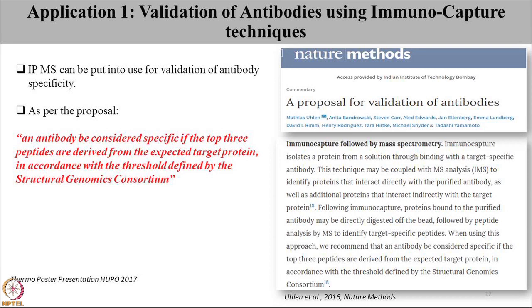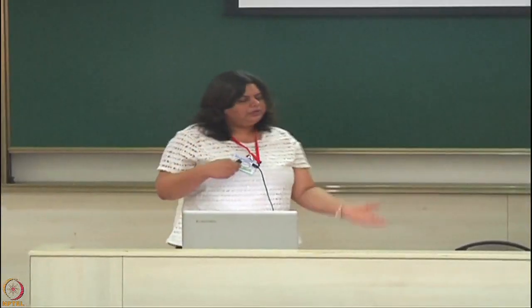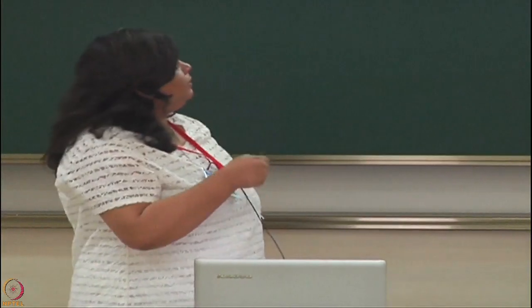So if you have three antibodies, say from vendor A, Abcam, CST, Sigma, you want to know which one works the best for your experiment. Before you use something very expensive, or if you have a sample which is very precious, you might want to check how specific your antibodies are. So you can do an immunocapture and just see whether the top three peptides coming up after mass spectrometry are of the protein of your interest.